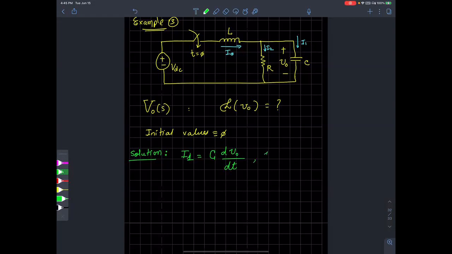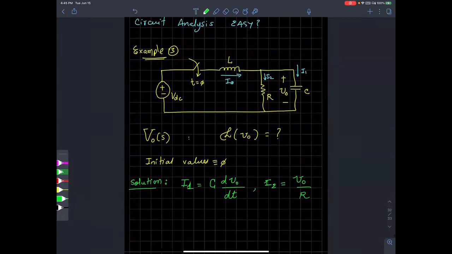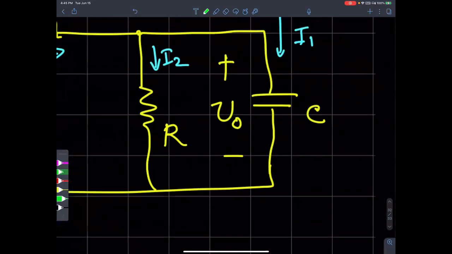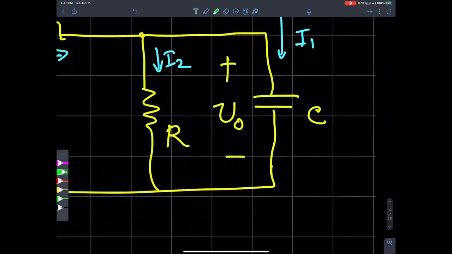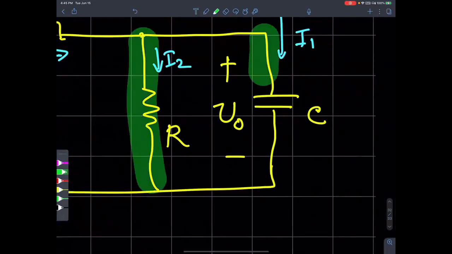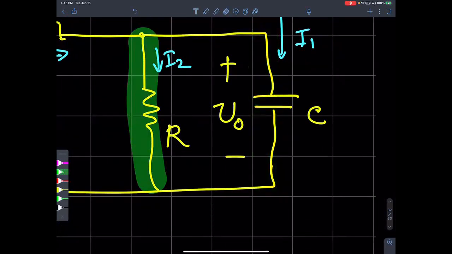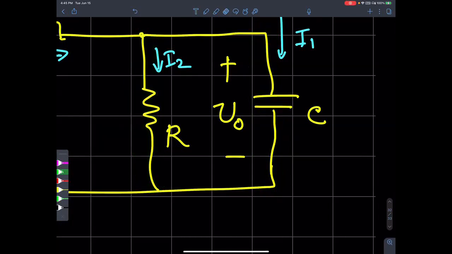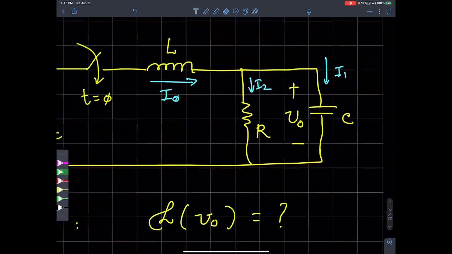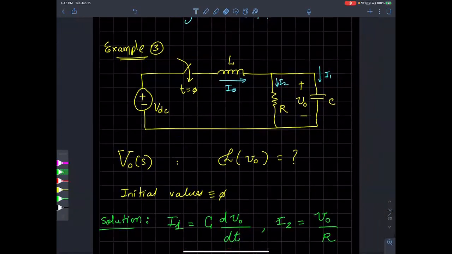Similarly, I2 is the current through the resistor, which is the voltage across the resistor divided by R, right? If you think about it, this resistor is in parallel to this capacitance C. So if the capacitance is at a voltage V0, the same voltage applies across R as well.